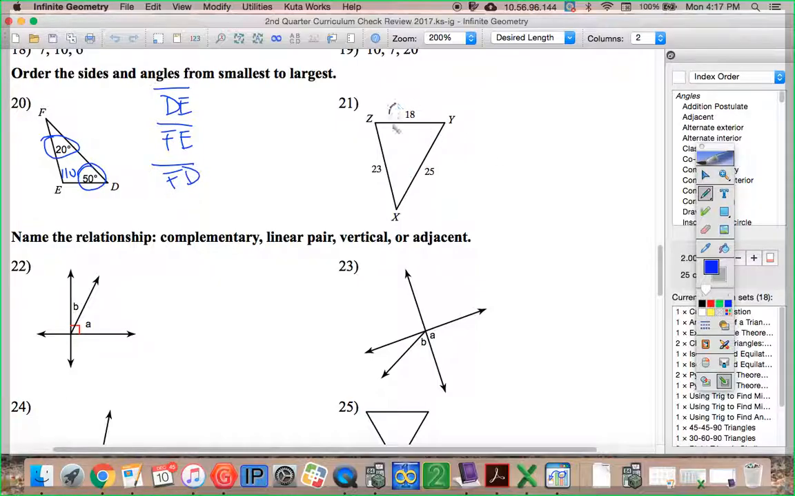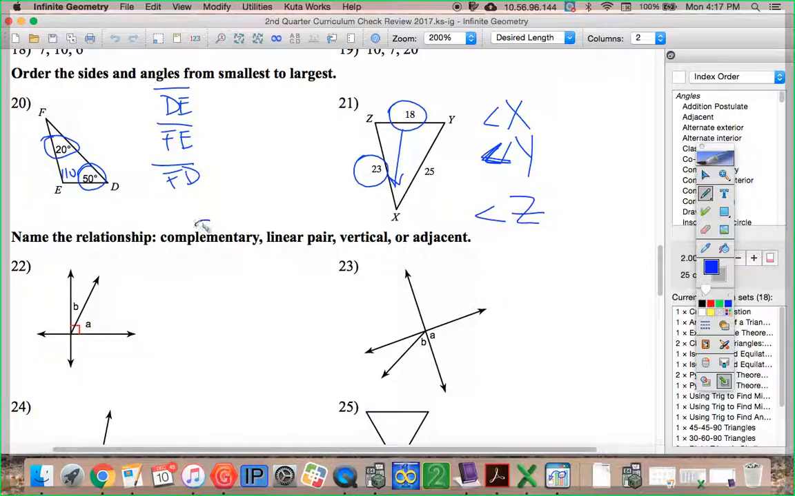Here the smallest side is 18. Across from that is angle X. Now I know it says sides and angles. I just had to make it smaller, like the directions the same for both of them to make it all fit on one page. But it's multiple choice on Socrative, so it should just be asking you for angles. Across from 23 is angle Y. That's just supposed to be an angle symbol. And then angle Z is the biggest.